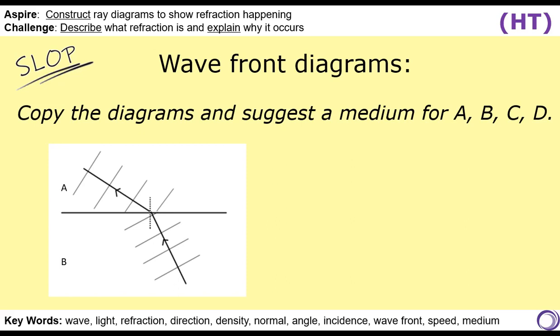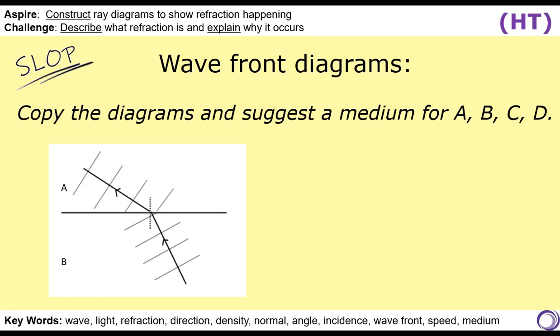Okay, welcome back. So let's have a look at what these media could have been. In the first diagram on the left hand side, you've got the light travelling from medium B into medium A. And if you look at the distance between the wavefronts, in medium B the wavefronts are close together, but in medium A they're further apart. So this suggests that light travels slower in medium B. Therefore, medium B must be more dense than medium A.